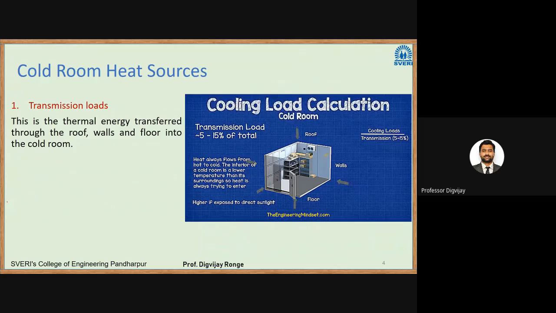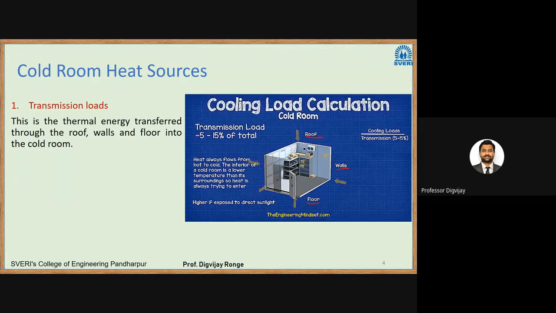Heat is transferred in 3 modes. First is conduction, second convection, and third radiation. You have not studied radiation actually, and I think you have missed a major part of convection also. But heat transfer occurs in these 3 modes. You can see in the diagram there is a cold room. It has a roof, then it has walls. It has 4 walls, 1 roof and 1 floor.